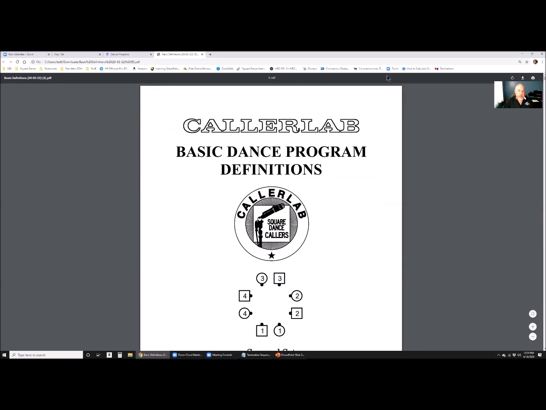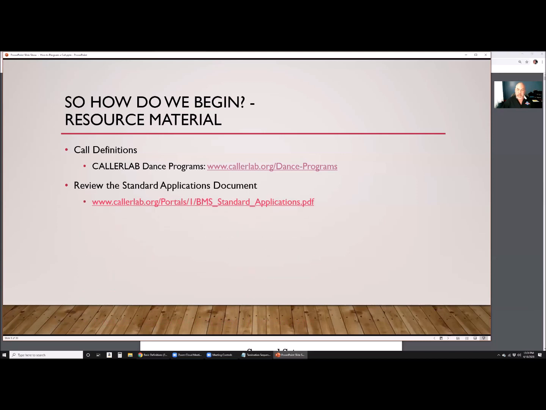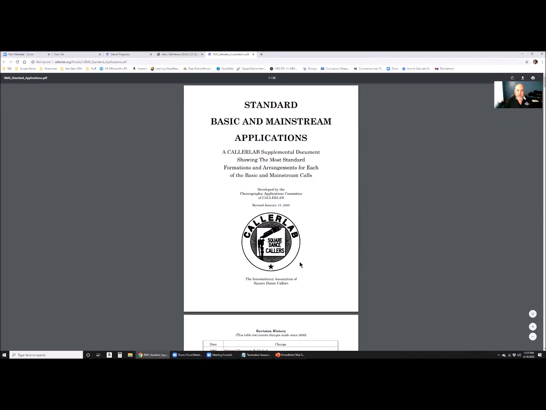Another good piece to this puzzle here is the standard applications document. I have some issues with this document. However, you can find it, and again, you can Google it, search it, and so forth. For those who have never seen it, it's right here.